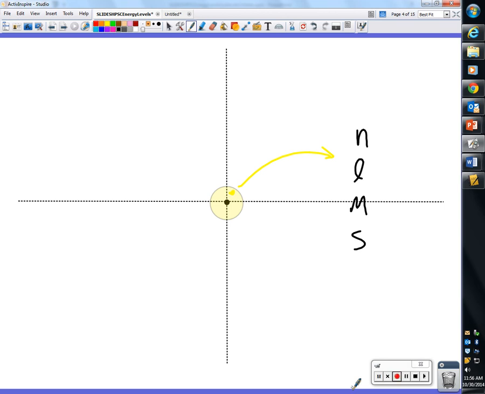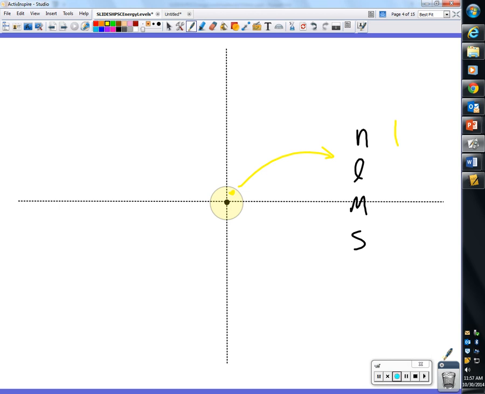Because it's the closest to the nucleus, and it's the first color, right? So therefore, this electron will have an n value equal to 1. Okay? Good there?